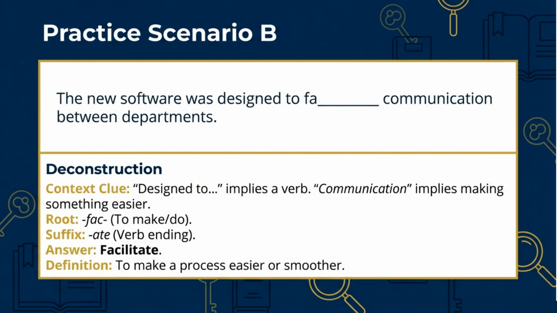Scenario B. The new software was designed to blank communication. Let's deconstruct it. Designed to implies we need a verb here. Root fac means to make or do. Suffix ate is a standard verb ending. To make easy. That leads us to facilitate.